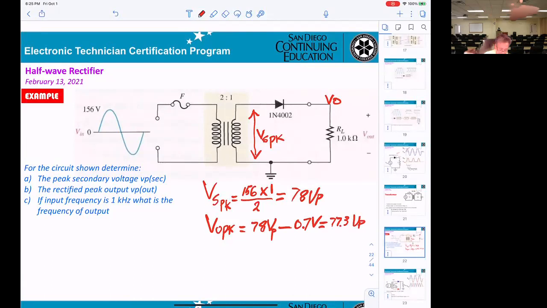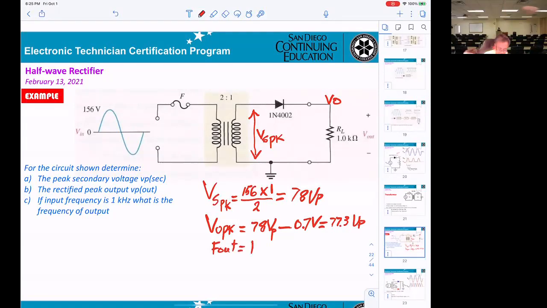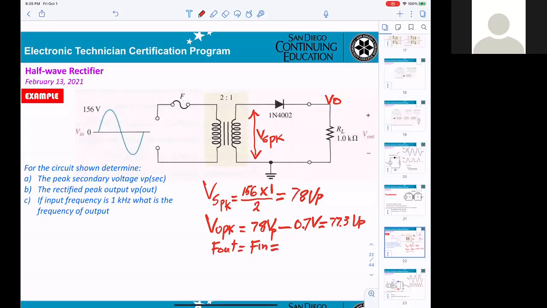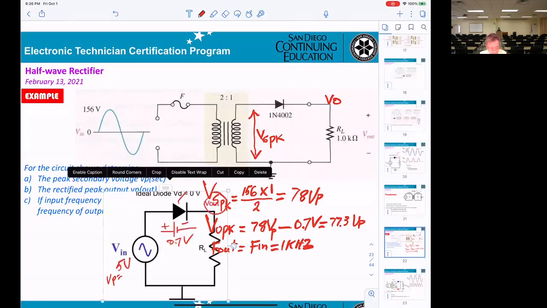Okay. All right. Frequency. Frequency out equals frequency in, so it's the same. Yeah. Okay. Make sure if you get a question, okay? But go ahead. Otherwise, you will be working on the lab. If you understand that, it's easy for you.